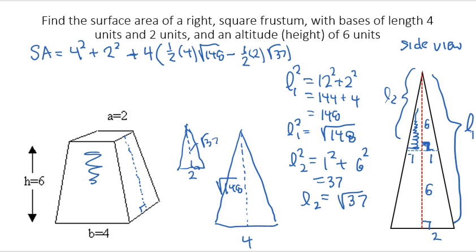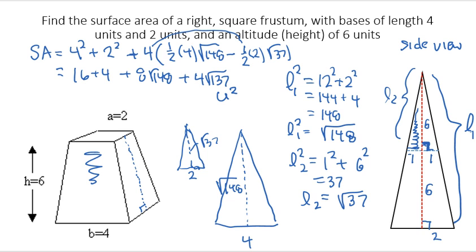So doing a little simplification here, this is going to equal 16 plus 4 plus, I'm going to distribute my 4. 4 times 1/2 is 2. 2 times 4 is 8, so 8 square root of 148, plus, again distributing my 4, 4 times 1/2 is 2, 2 times 2 is 4, so 4 times the square root of 37. Now, this is an area, so the area would be in units squared.